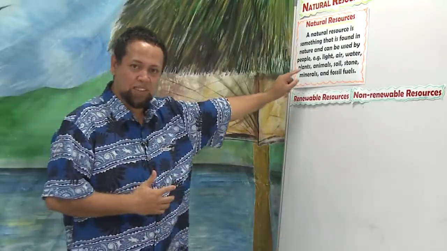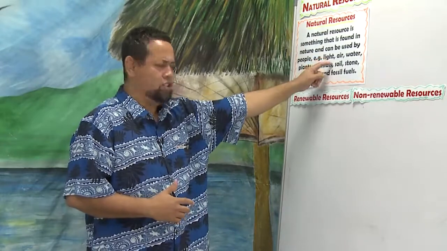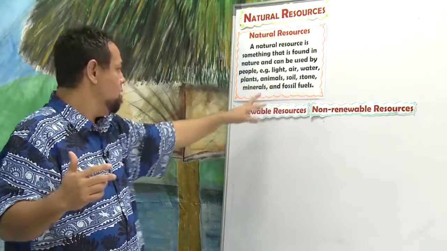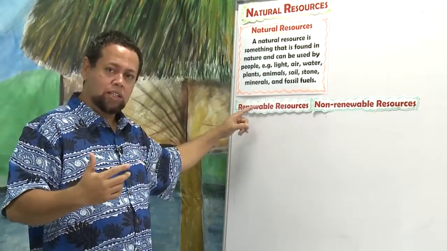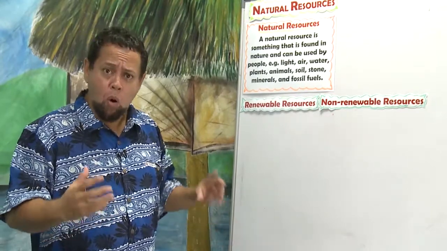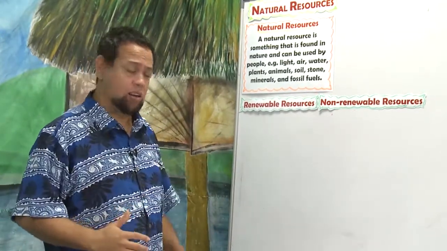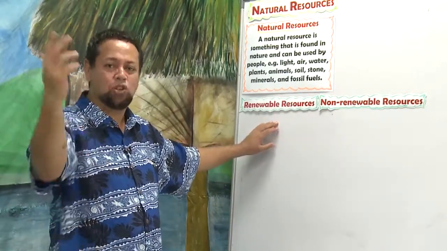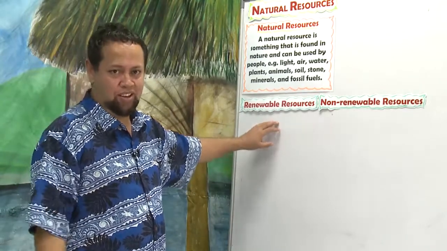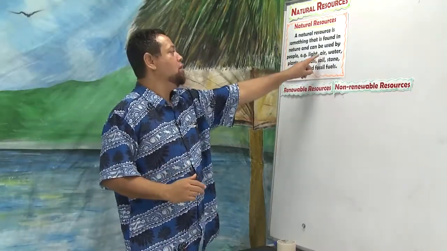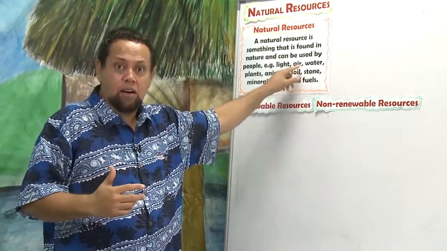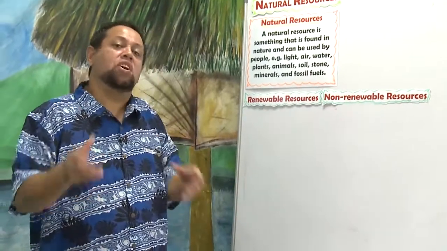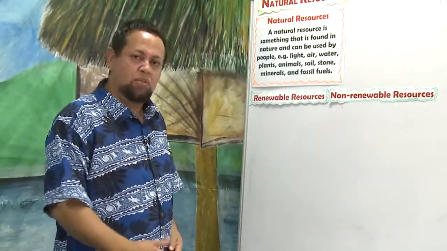So let's have a look at some of the examples here. Let's use the light and the sun. The light is always there. Light from the sun is always out there. Okay? And the air. You're still breathing, I'm breathing. So therefore the air is always there.